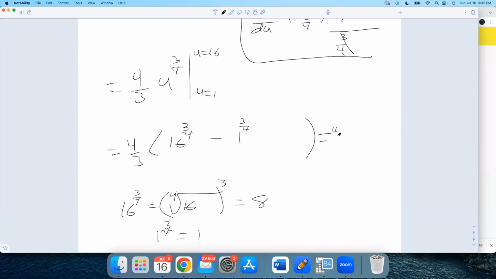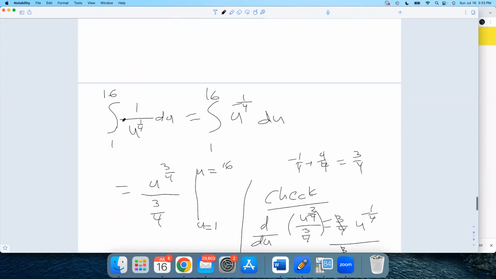So this will be 4/3 times 8 minus 1. That's 7. So 28/3 is our final answer. So this guy's graph, whatever he looks like, if I were to find the area under the graph, he's always positive. So there wouldn't be any negatives.